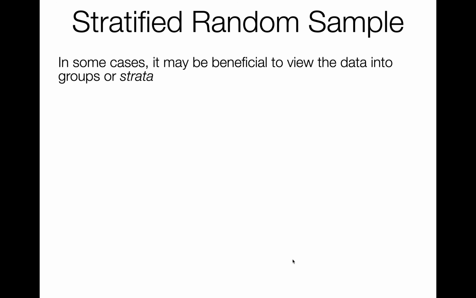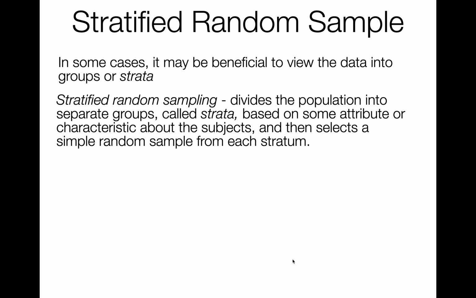The next one we'll call stratified random sampling. In some cases, it may be beneficial to view the data in different groups or strata. This is different than cluster random sampling. So, in stratified random sampling, we divide the population into separate groups called strata based on some attribute or characteristic about the subject. And then we select a simple random sample from each strata or stratum.